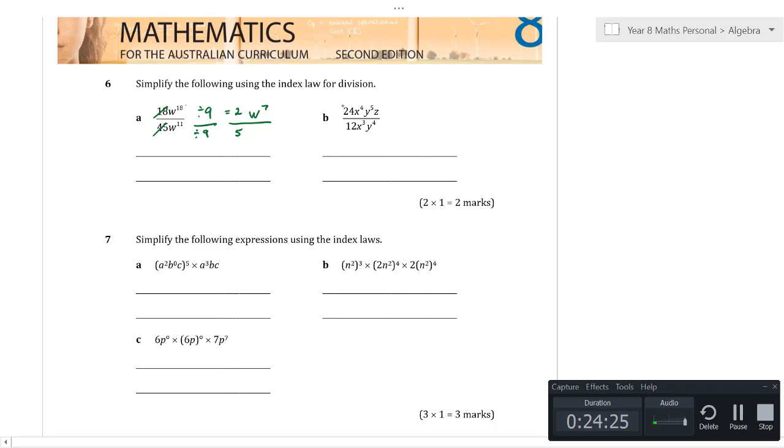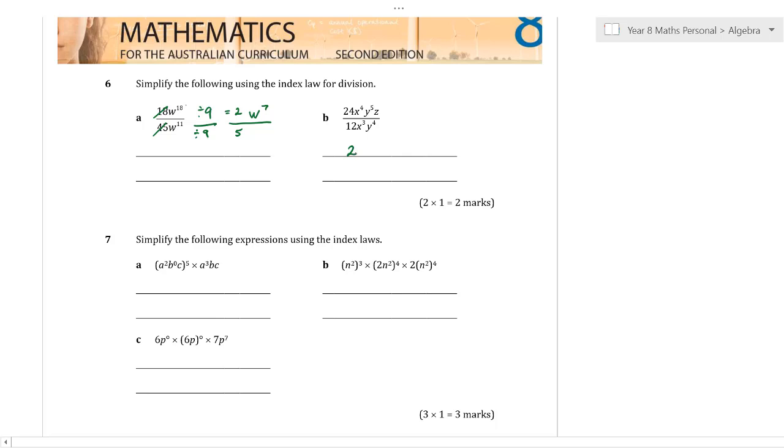Same thing over here. Let's do the numbers. 24 divided by 12 is equal to 2. x to the power of 4 divided by, let's break it up in a few little ones here, like so. And we've got y to the power of 5, y to the power of 4, and then we've got a z on the end. So first of all, what we're going to do is bring that number out the front.